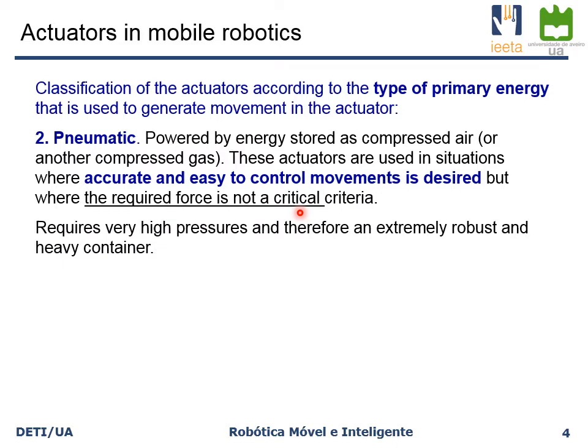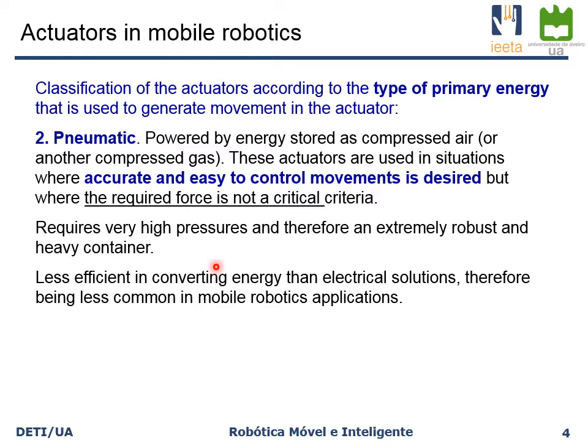Of course, this type of actuators require very high pressures and therefore extremely robust and heavy containers. Otherwise, you are not able to actuate upon these devices. They are generally less efficient in converting energy than electrical solutions, which means that the percentage of energy that you can actually transform into work is less than electrical actuators and is therefore less common in mobile robot applications. On the other hand, you can find a lot of this type of pneumatic actuators in industrial control applications.